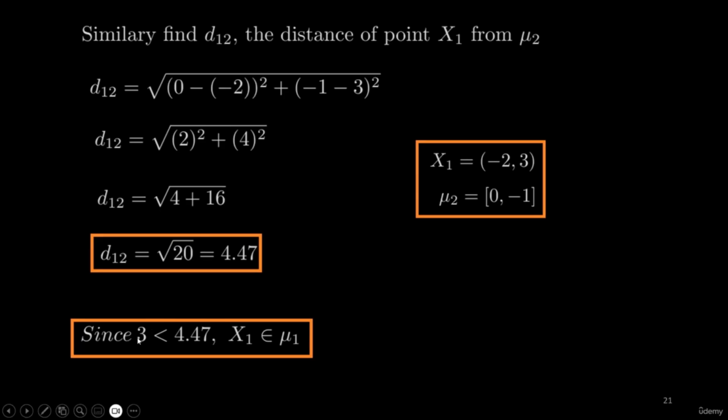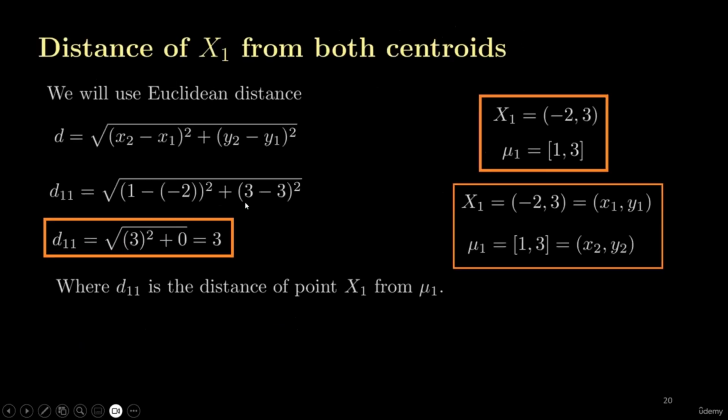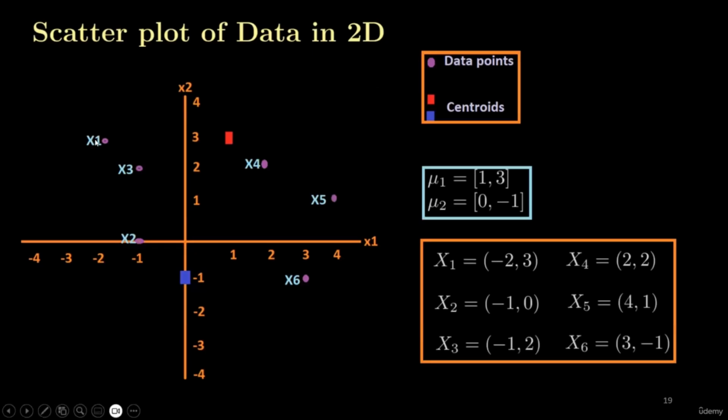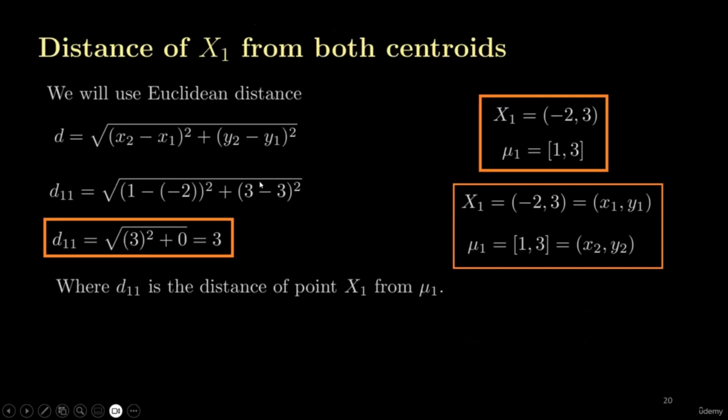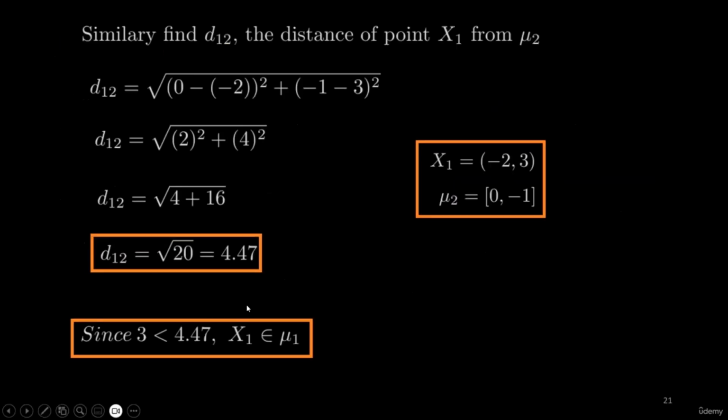Since x1 is close to the first centroid, x1 belongs to centroid 1, or x1 belongs to the cluster whose centroid is mu1. If I go back, we can also confirm from the scatter plot that x1 is close to mu1 as compared to mu2, and it is verified after the calculation also. So the decision about x1 has been made that x1 belongs to mu1. Let's do it for x2.